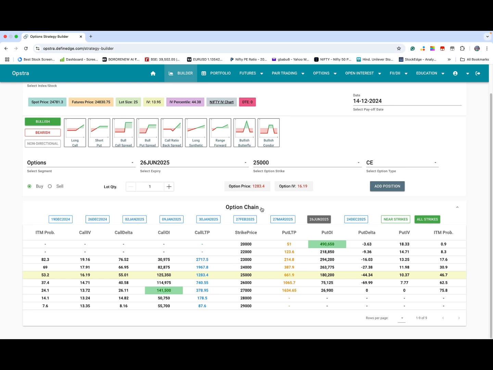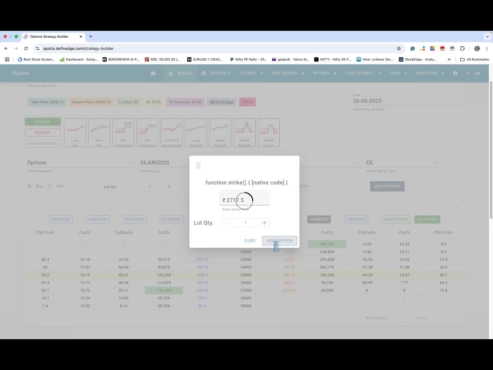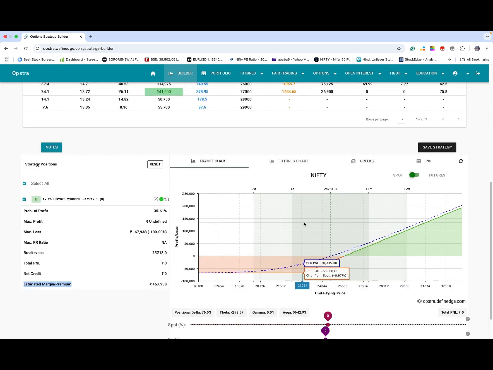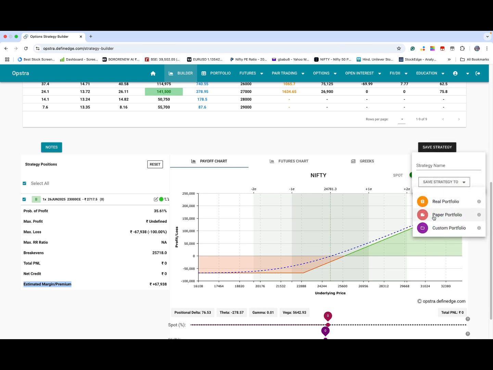After you open the option chain, you have to select the strike price. My view was bullish. My strike price was 23,000. For my derivative, the money I have to pay is 2,717.5. Once I click buy and add position, to buy this lot you must hold 67,938 rupees in your account. After that, you can save this strategy by clicking save strategy and save strategy to paper portfolio.